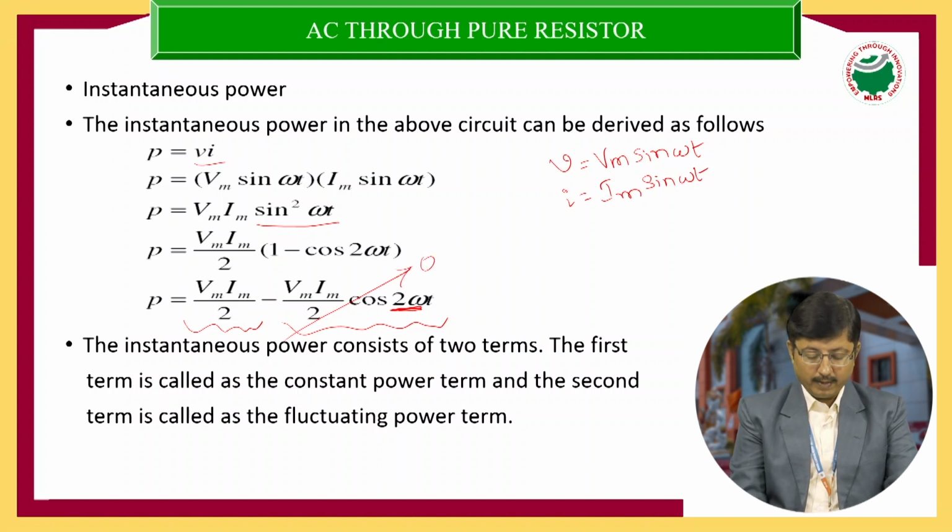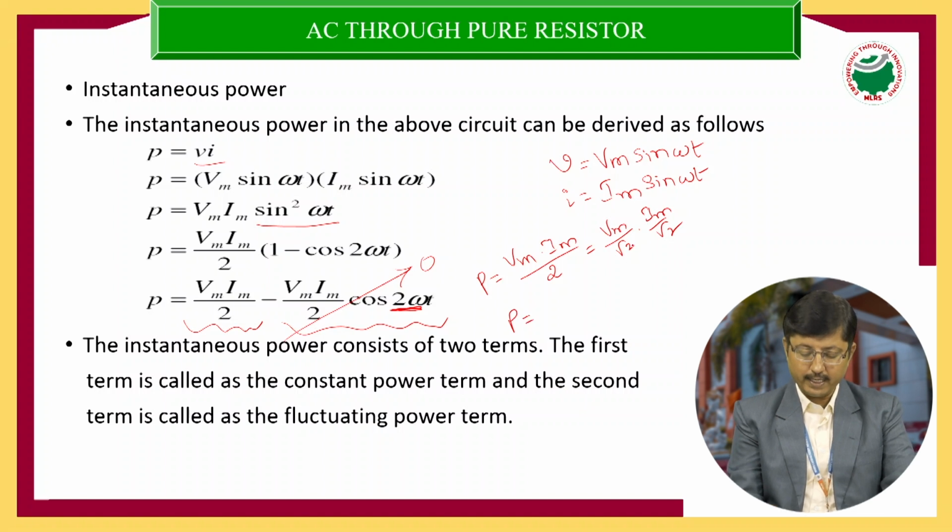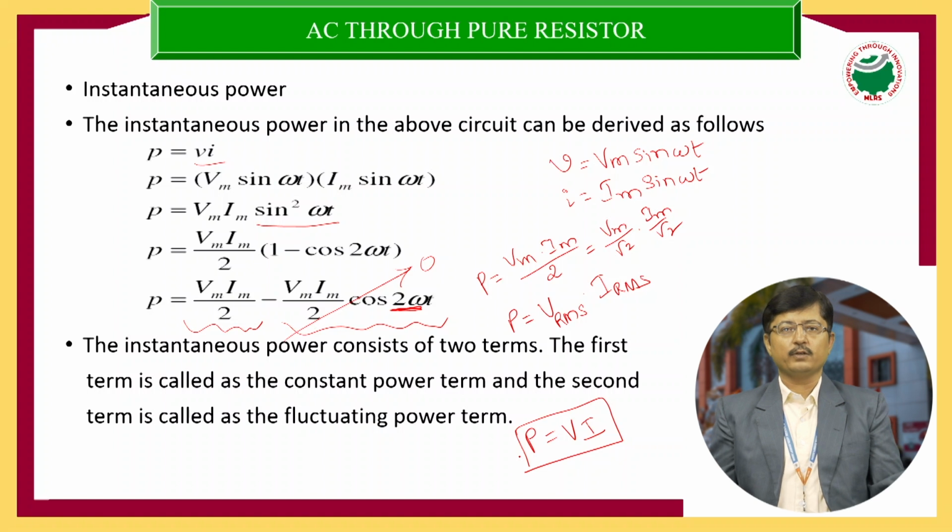So what is the overall power here? The power P is equal to Vm Im by 2. I can write this as Vm by root 2 into Im by root 2. For a pure resistive circuit, Vm by root 2 is nothing but Vrms, and Im by root 2 is nothing but Irms. So in general, for AC through a pure resistor, the power P is equal to the product of Vrms into Irms, or V into I.